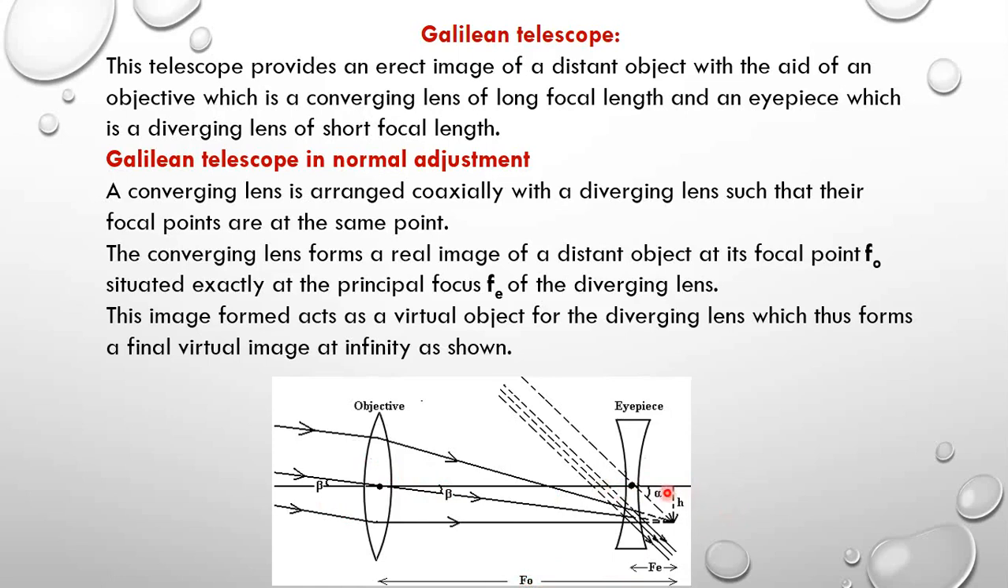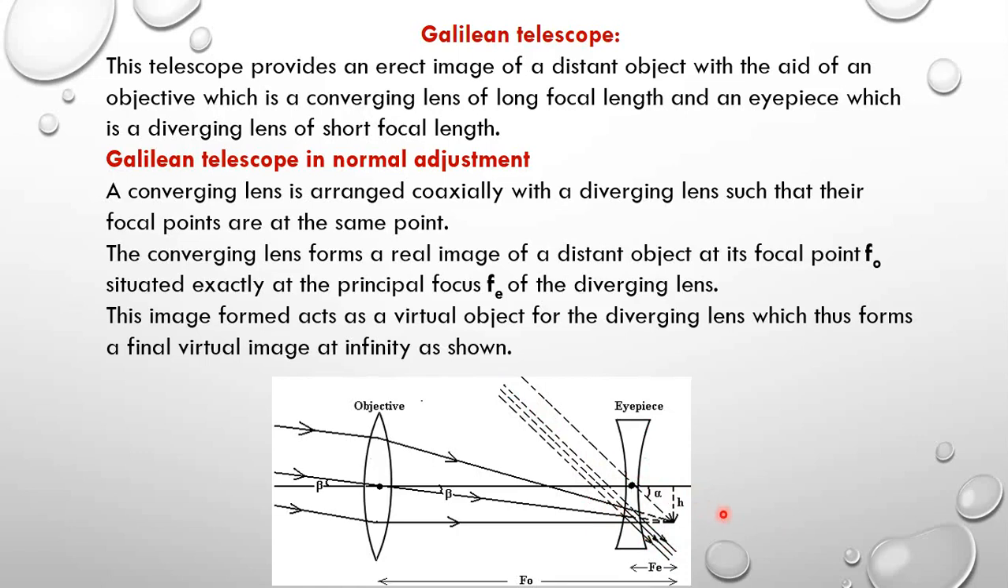Then this intermediate image acts as a virtual object for the eyepiece, and the final image is going to be at infinity. So when the rays reach this point, they are going to be diverged, and the image is formed at infinity.